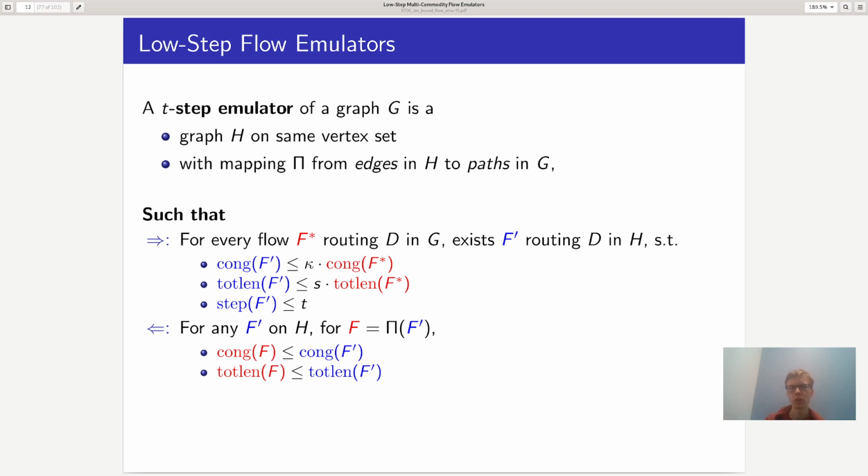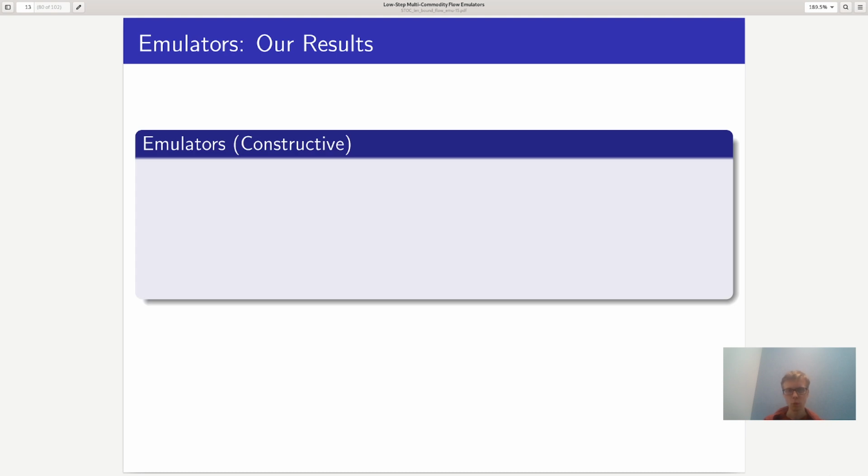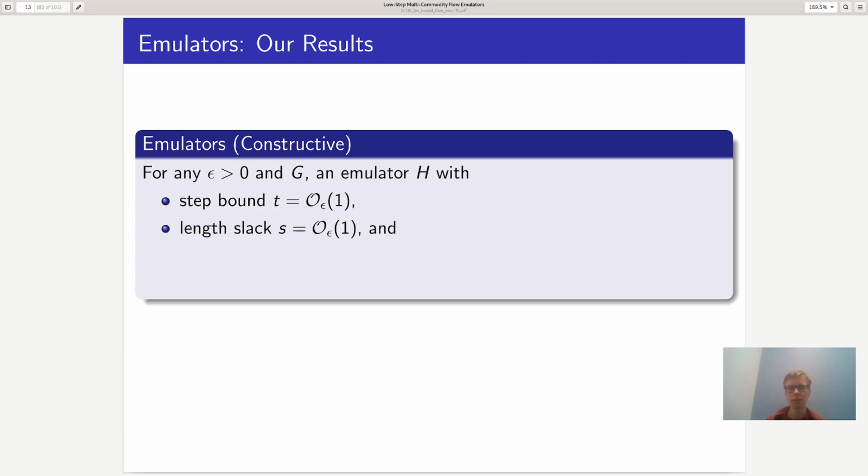What do we achieve? What kind of low step flow emulators do we achieve? And of course the parameters, congestion slack and length slack. Constructively, for any epsilon, we achieve step bound, which is constant depending on epsilon, length slack, which is constant depending on epsilon, and congestion slack, which is n to epsilon. We can also compute such an emulator in time number of edges in the graph to 1 plus epsilon. And we can also do this with depth, number of edges in the graph to epsilon.